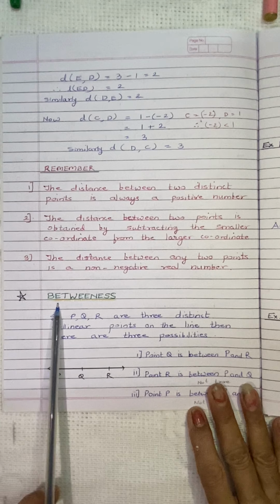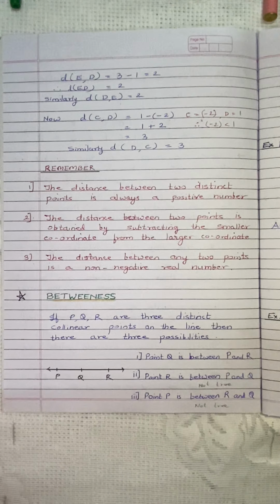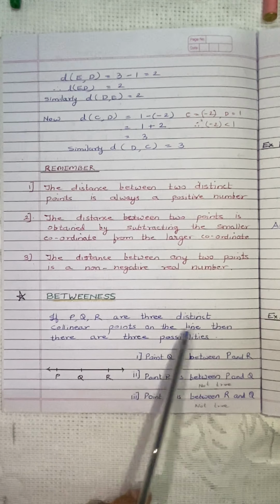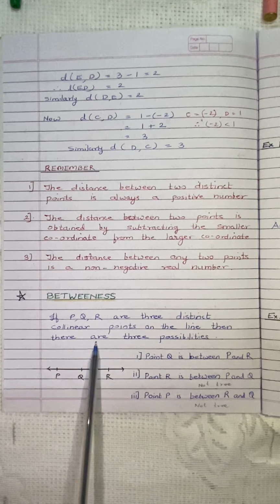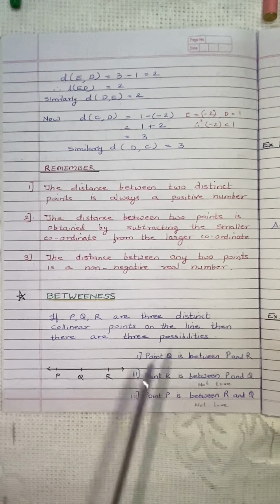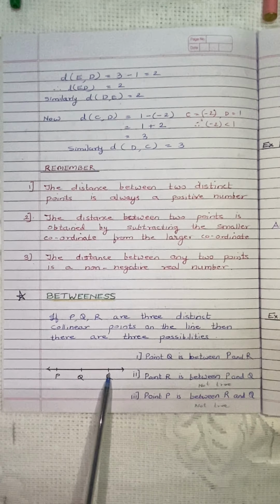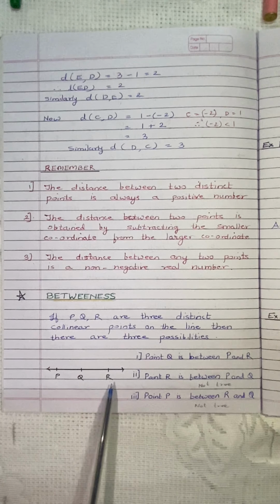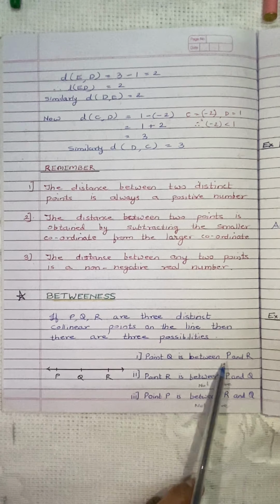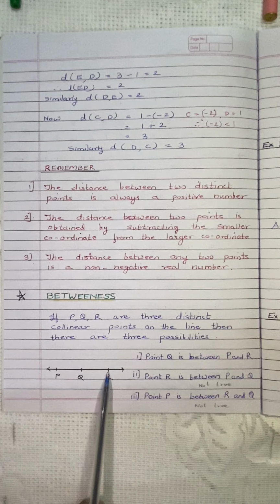Now let's understand the next subtopic, betweenness. If P, Q and R are 3 distinct collinear points on the line, then there are 3 possibilities. Now let's understand this. 3 points on a line, we will call them collinear points. 3 and more than 3 points on a line, we will call them collinear points. So point Q is between P and R.